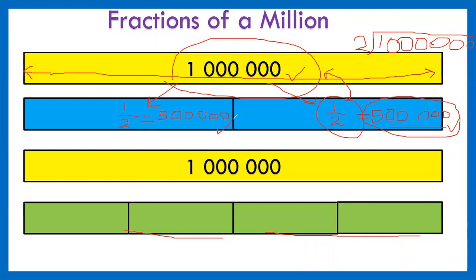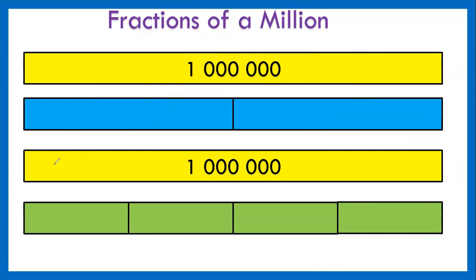If you can't understand these fractional diagrams, of course, the diagrams are meant to help you understand. However, this knowledge should go into permanent memory. So anytime someone asks, what is half a million? 500,000. You see that? Okay, so now let's clear this.